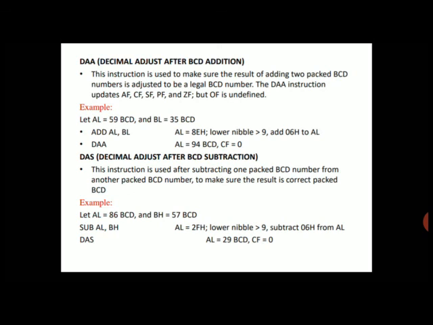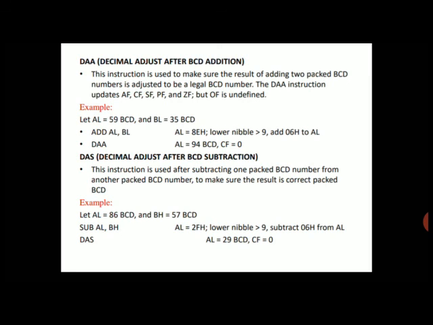See the example, AL equal to 59 BCD number and BL equal to 35 BCD number. I am adding the two contents, that is AL content and BL content. If the lower number is greater than 9, I have to add 6H. So the result is changed to 94 BCD number and the carry flag is in 0 condition. For this I am using the DAA instruction.